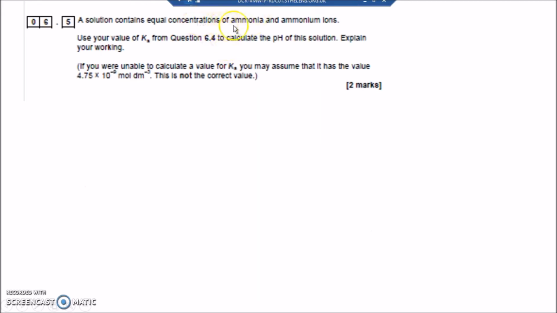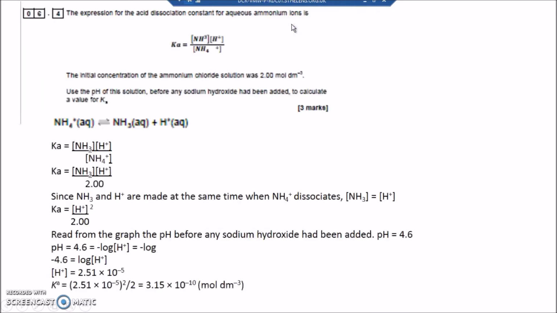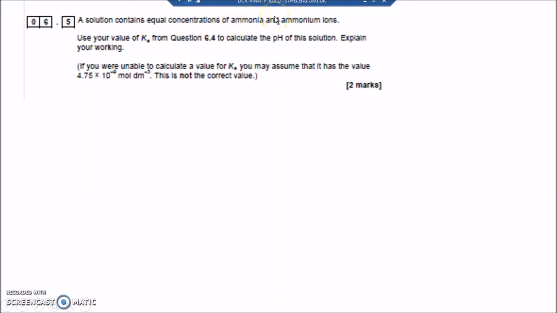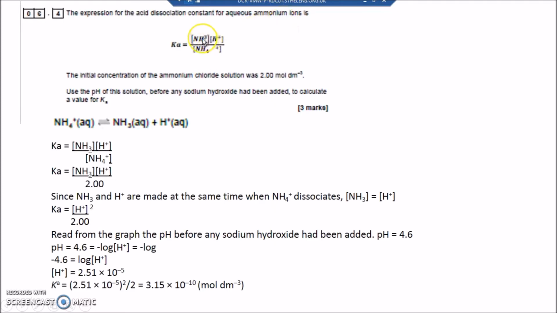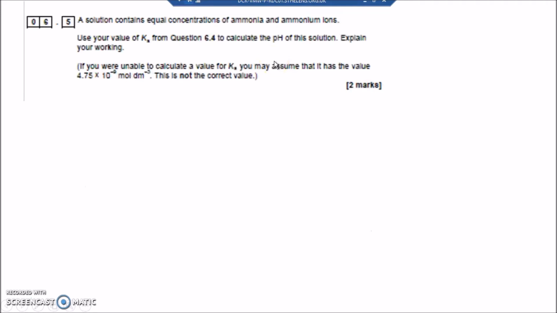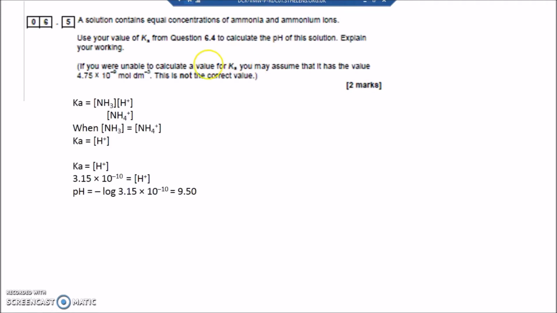The solution contains equal concentrations of ammonia and ammonium ions. Well, ammonia is NH3 and ammonium is NH4 plus, so if NH3 equals NH4 plus, so a value on the top equals a value on the bottom, because ammonia and ammonium ions, it says, are of equal concentration, then those two will cancel and Ka will equal H plus. So if Ka equals H plus, 3.15 times 10 to the minus 10 equals H plus.